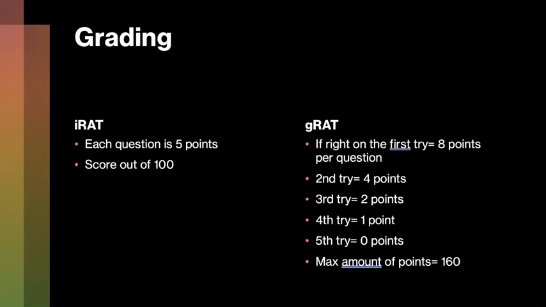And so for grading, the IRAT is graded just how you would expect. So if you miss a question, you miss 5 points in this case because it's scored out of 100 and there's 20 questions. But the GRAT is interesting in that since you have multiple tries to get the correct answer, like on that scratch off, if you get it right the first try, you get 8 points per question. But the more times you have to try to get that correct answer, you lose points. And so you can go from 4 to 2 to 1 and then to 0. And the max amount of points you can get on a GRAT is 160 points. So it's important to make sure that you're trying your best to get the right answer on the first try to get the highest score.